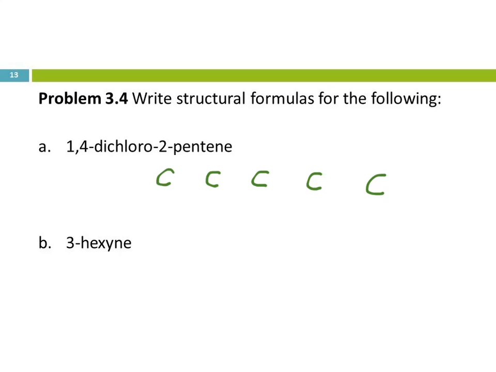When I'm drawing structures from names, I like to go for easy. Why make things more difficult? Number from left to right. 2-pentene means that the double bond is from the second carbon to the third carbon.